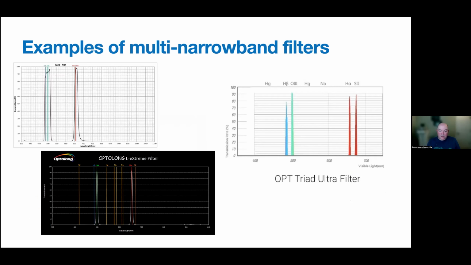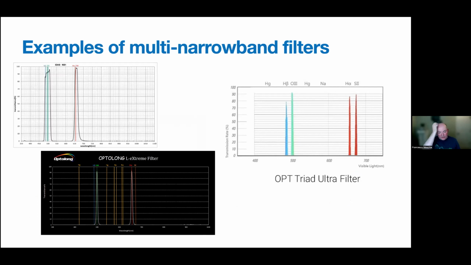These are also some examples of multi-narrowband filters. I already mentioned the Radian/Optolong Triad Ultra filter. Despite the name, it does not transmit three sections of the spectrum, but four. So there's S2, H alpha, O3, and H beta. So in this way, they try to cover all three Bayer filters of the sensor.